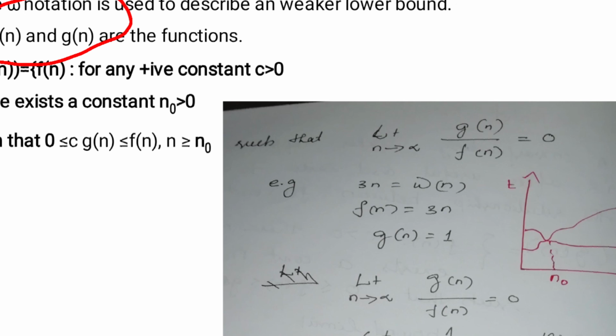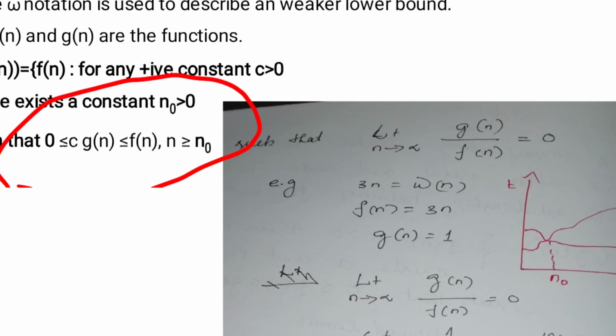Then, to substitute the values: f of n equals omega of g of n, so both are equal. We write f of n equal to 3n and g of n equal to 1. So we take two values, 3n for f of n and 1 for g of n. Then substituting, limit n tends to infinity of g of n divided by f of n equals 0. So that is the function.